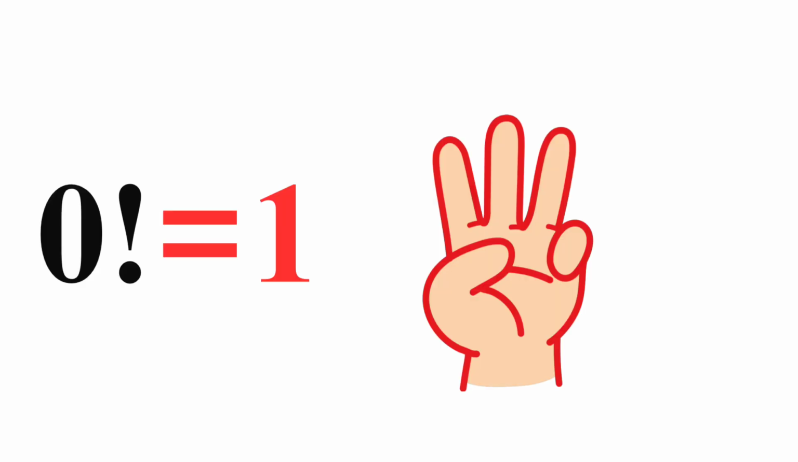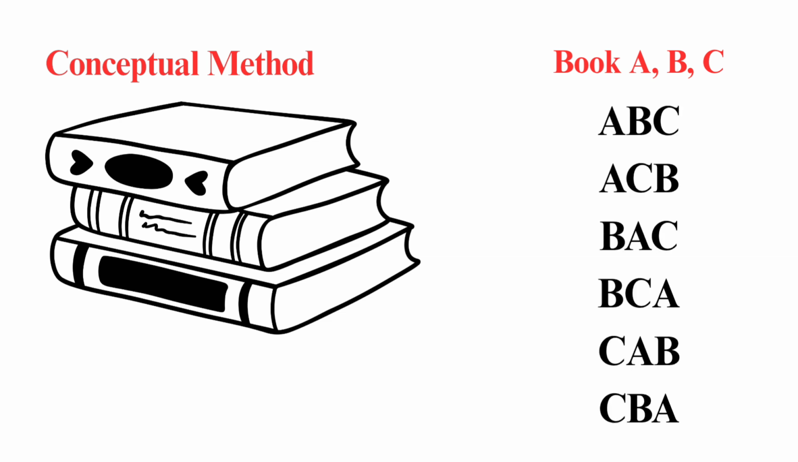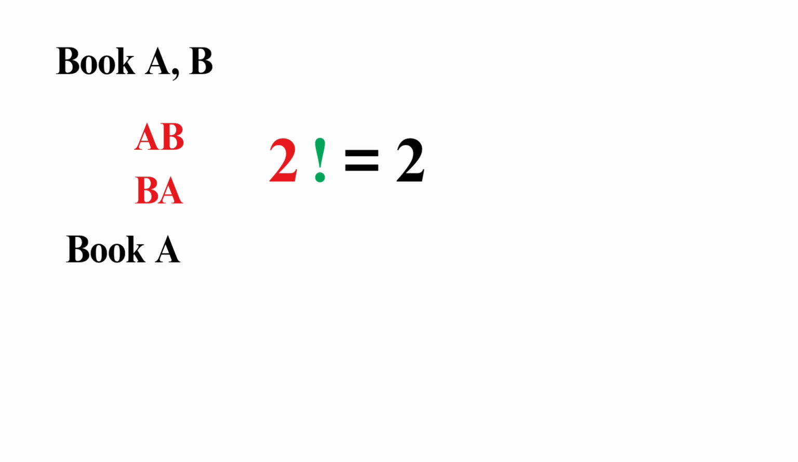The third way to understand this is the conceptual method. Suppose we have 3 books, book A, B, and C. How many ways can we arrange them on a shelf? We can arrange them in 6 orders like this. In that way, 3 factorial equals 6. If we have 2 books, book A and book B, we can arrange them in 2 ways like this, because 2 factorial equals 2. If we have 1 book, book A, we can arrange it in only 1 way.